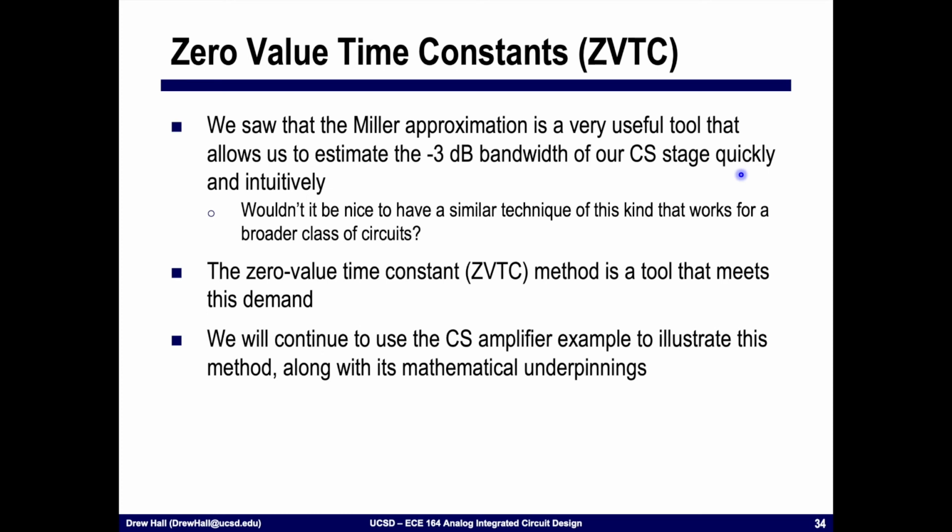And it turns out that there is a technique. It's known as zero value time constants. It allows you to do very quick calculations, similar to what we did with the Miller's theorem and Miller's approximation, but it's much more general purpose. Okay, and so what I'm going to do is first walk through the mathematical underpinnings and derivation of this, and then we'll apply it to our common source, and we'll see it in action in just a second.